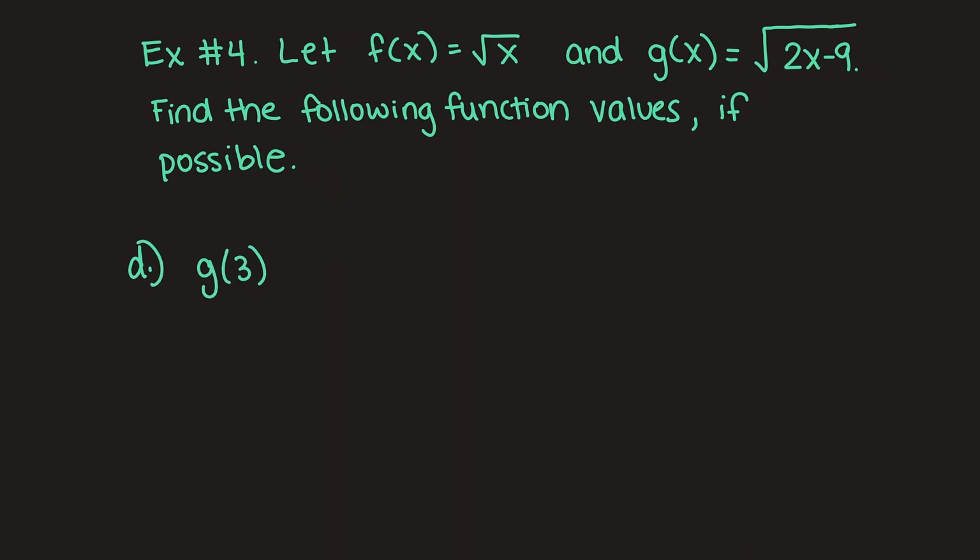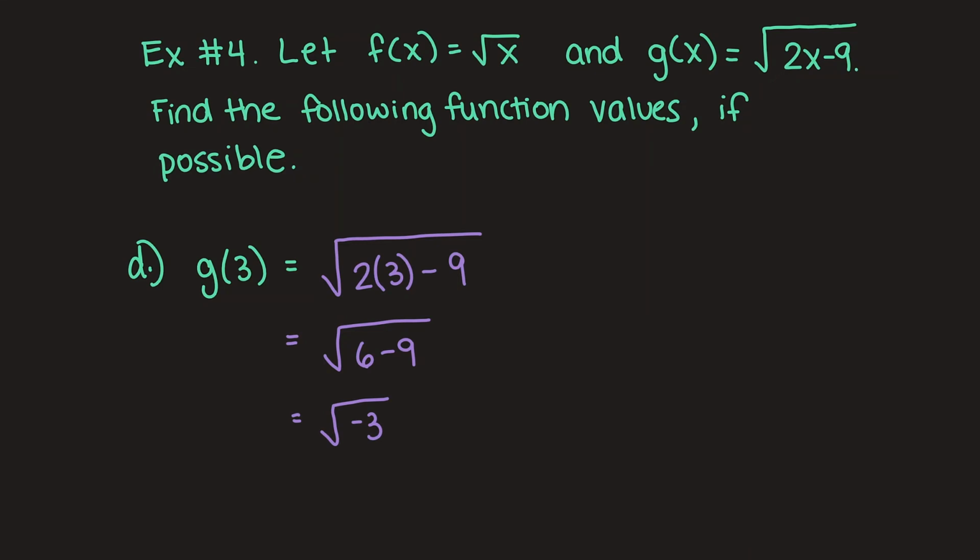And for g of 3, we substitute 3 in for x in g of x. So we get the square root of 2 times 3 minus 9, which simplifies to the square root of negative 3. And since our radicand is a negative number when we have an even index, g of 3 is not a real number.